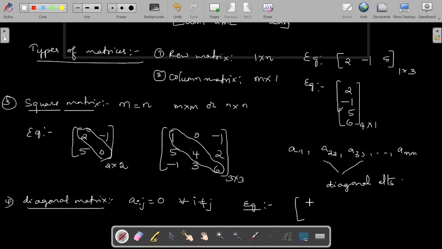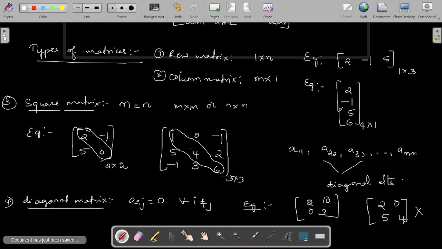For example, consider the 2 by 2 matrix [2, 3; 0, 0]. So these are the diagonal elements, and then the remaining elements must be 0. Now one more, [2, 1; 0, 5]. This is not a diagonal matrix, because here the non-diagonal entry is non-zero. It is 5. It should be 0 if you are calling it a diagonal matrix.